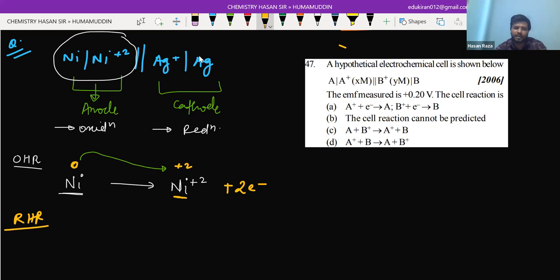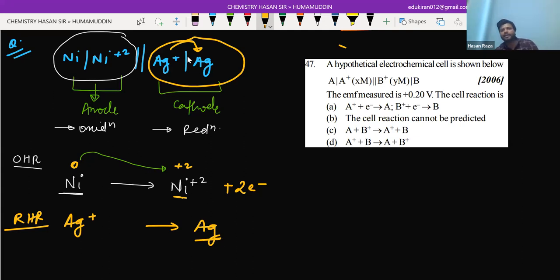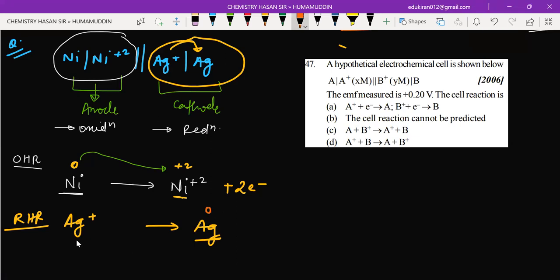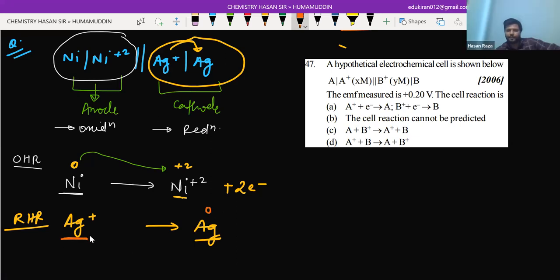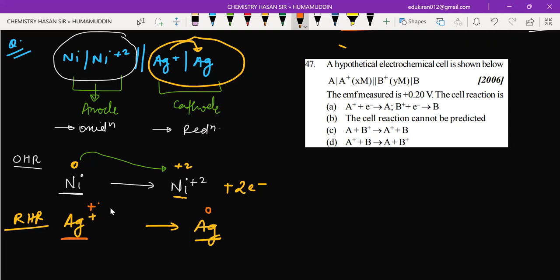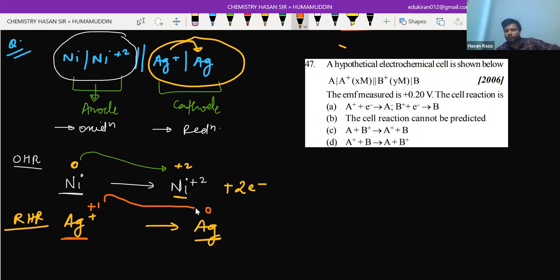Now go for the reduction half reaction. Reduction half reaction in which section? Right hand section. And you can see it is going from Ag plus to Ag. What is the oxidation state of silver metal on the right hand side? 0. What is the oxidation state of silver on the left hand side? Plus 1. Very good. If an element is going from plus 1 to 0, does this mean it loses or gains the electron? Gain. How many electrons does it gain to neutralize itself? 1. So you are going to write 1 electron.